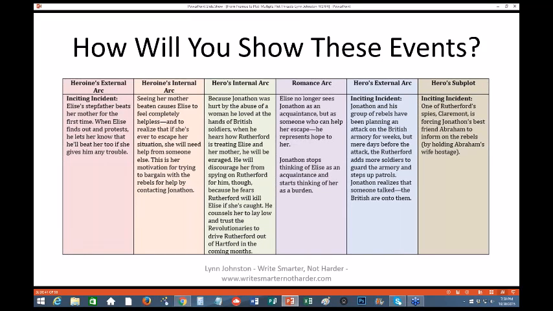And then looking at the romance, it can't start till they get together. So this change that we say is going to happen as a result of the beating is going to be something that will have to happen in a scene where Jonathan and Elise are together. For the inciting incident of the hero's external arc, we don't just want to see them planning.